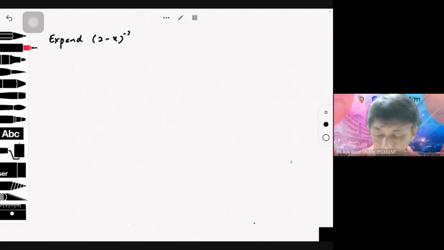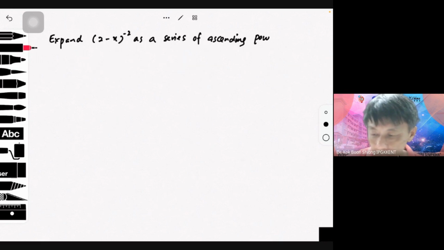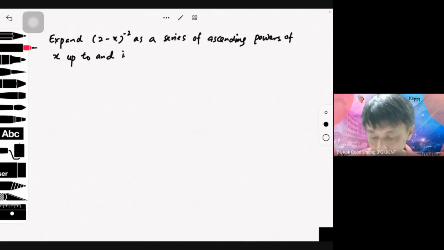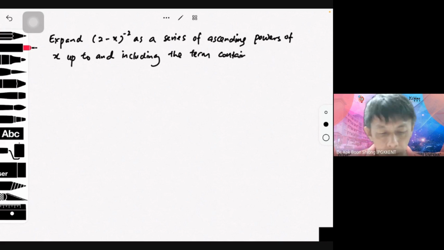Okay, take for example, we want to expand 2 minus x to the power negative 2 as a series of ascending powers of x, up to and including the terms containing x cubed.